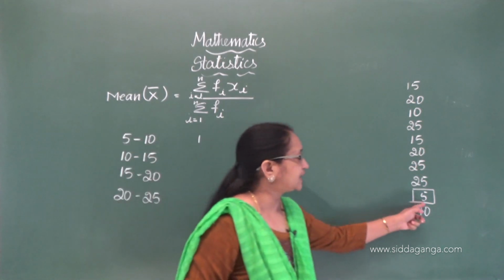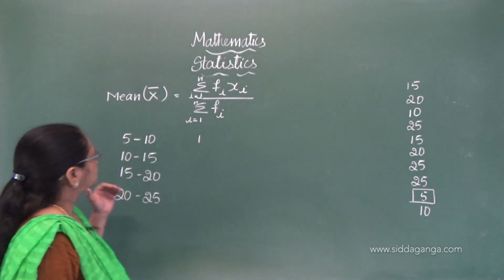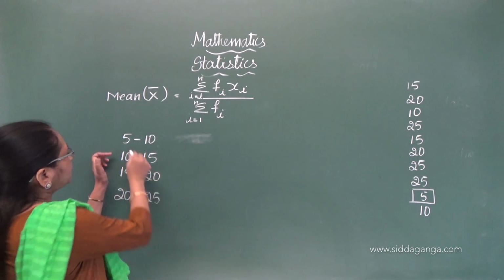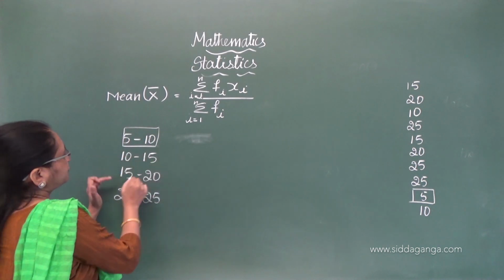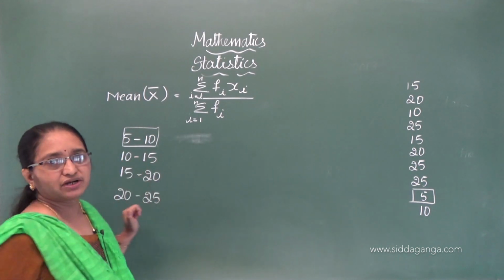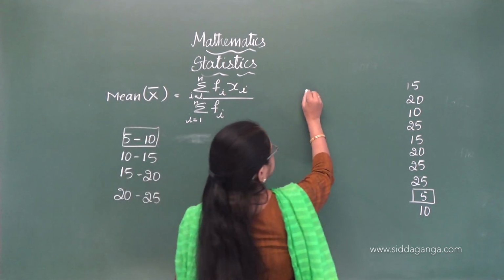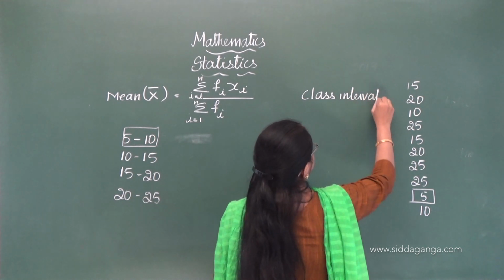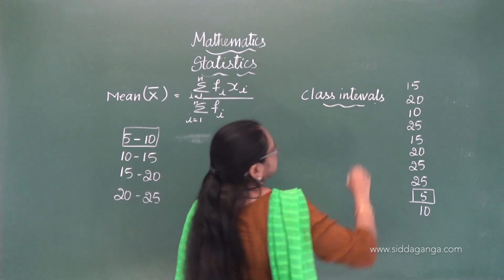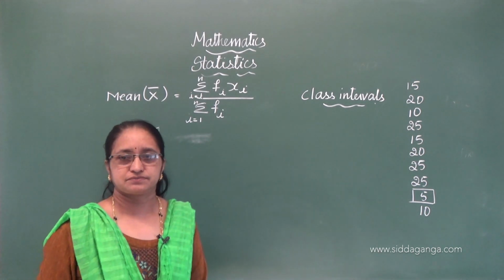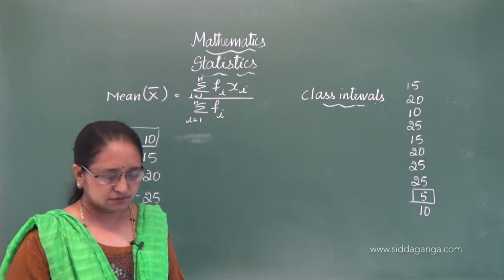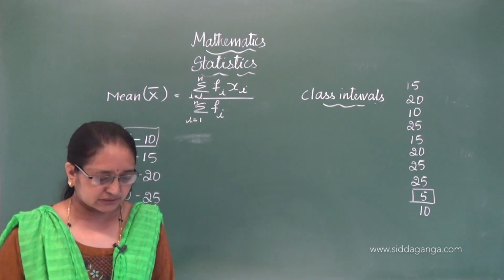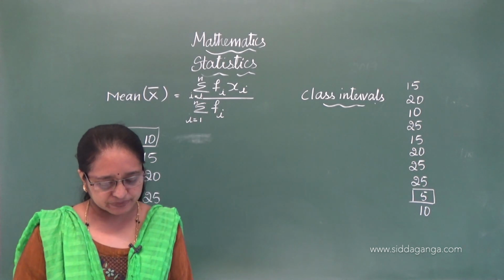That should be taken for the next class. First let me explain what this is. Now I have grouped like this: 5 to 10, 10 to 15, 15 to 20, 20 to 25. This is called a class interval, class intervals. You have studied in 9th standard also all these terms, class interval.